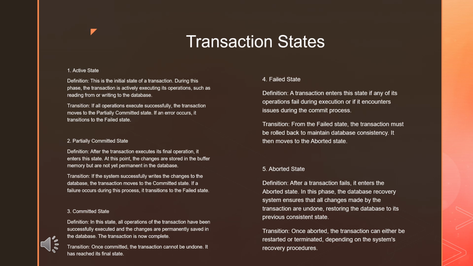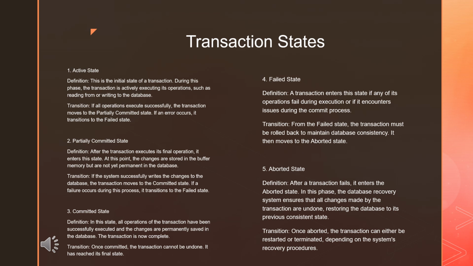Committed state. Definition: in this state, all operations of the transaction have been successfully executed and the changes are permanently saved in the database. The transaction is now complete. Transition: once committed, the transaction cannot be undone. It has reached its final state.